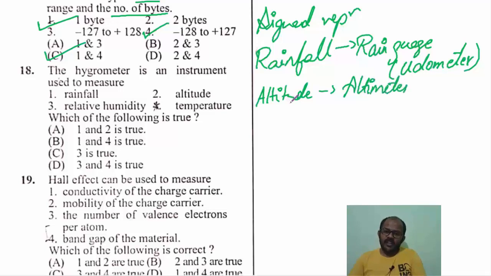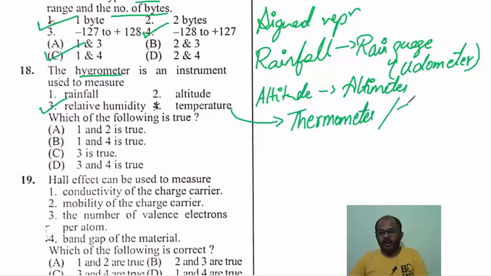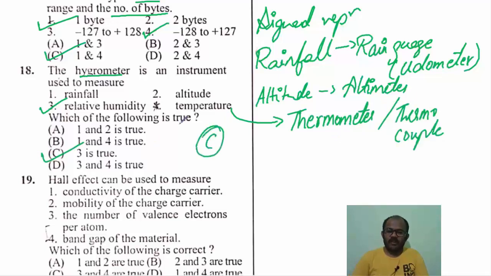Able to follow? Next, in order to find the relative humidity, we are going to make use of a hygrometer, nothing but option C is correct. In order to measure the temperature, we are going to make use of a thermometer or thermocouple. Able to follow? So option C is going to follow.